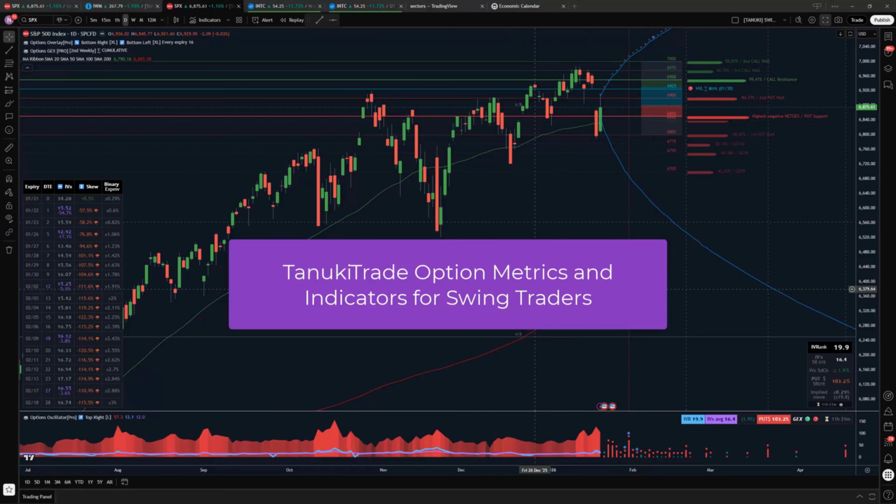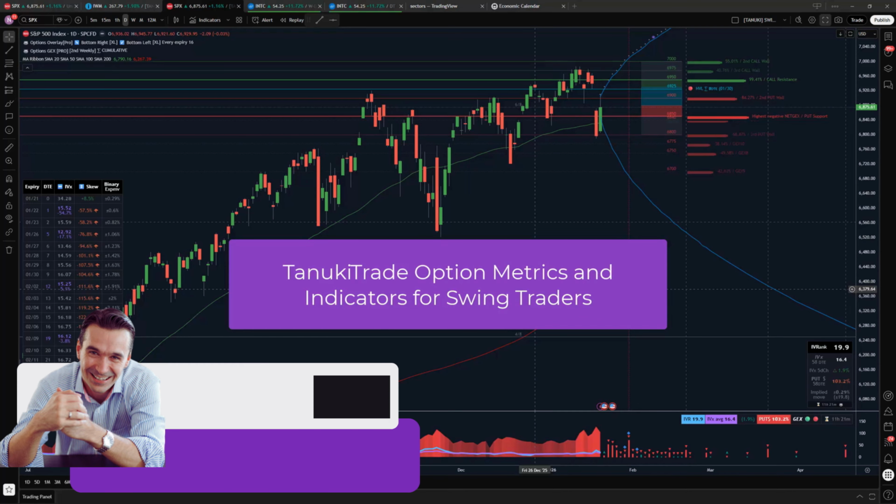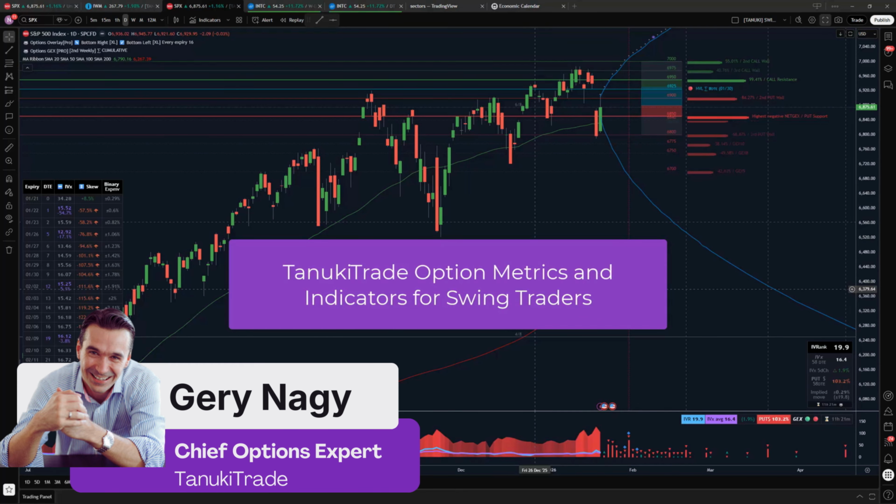These are the tools and indicators that we have developed in-house specifically for traders who are using options for swing trading ideas. My name is Gery and I am the Chief Options Expert at TanukiTrade.